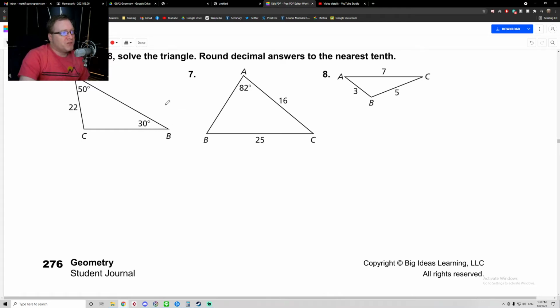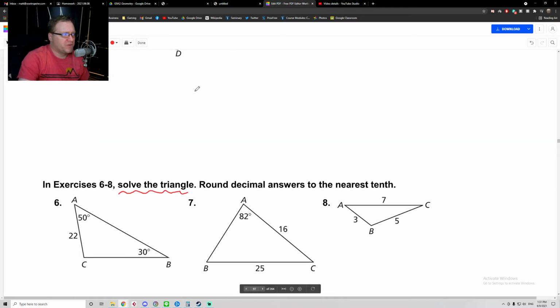So what do these problems ask us to do? They say solve the triangle. What does that mean? First, before we actually do these, let's talk about what it means to solve the triangle. I'll just draw a triangle. How do we solve a triangle?